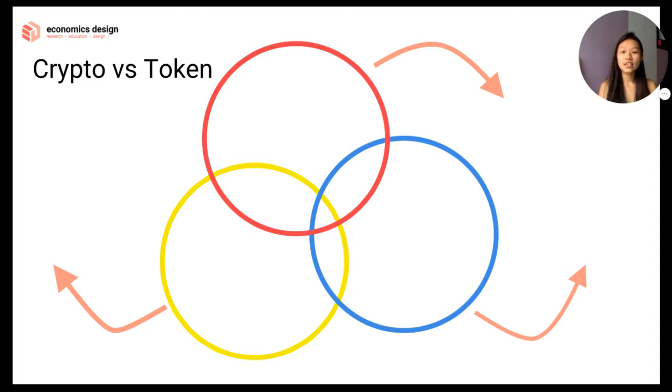So this is a little fun activity. I hope you will do it. I'll explain the rules and what you're supposed to do. Then you can click pause and try it out, and then click play, and I'm going to explain it to you. So this is a Venn diagram that I created to explain token economics and crypto economics. These are three different circles coming together and three different arrows.